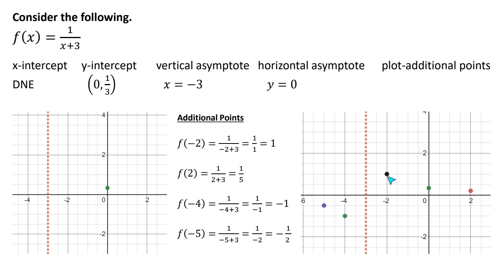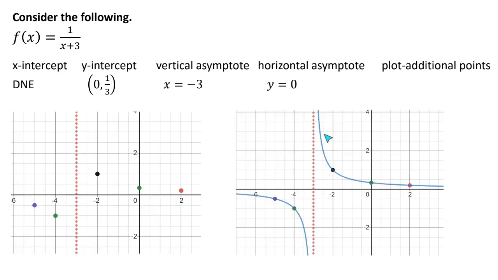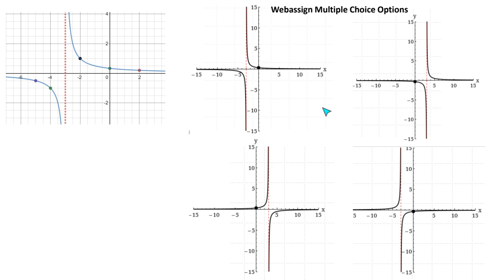So I believe I have the points here. So here we have our -2, which gave us 1. We had a +2, which gave us 1/5. We had -4, which gave us -1, and we had a -5, which gave us a -1/2. So if we plot it, then our graph is going to look like this. Okay, so it's going to get really close to the dotted lines here and really close to the x-axis, but it's not going to touch it or cross it. Okay, so on WebAssign, they give you multiple choice. I still encourage you to do it on paper so that you can then compare your graph to the given choices.